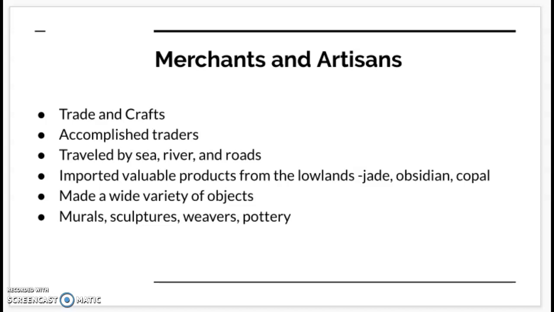And they also made a wide variety of objects. Some of these included things like murals and sculptures. They did a lot of weaving for blankets and clothes, and pottery for them to use in the kitchen. So think of this as the skilled worker class.